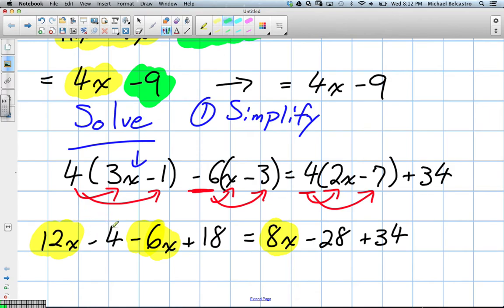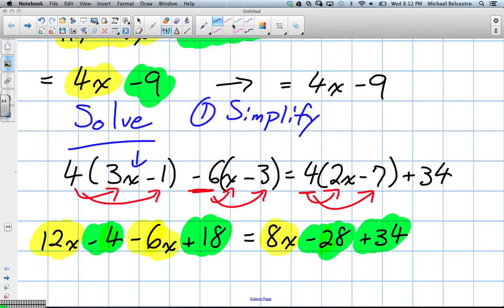4, 18, 28, and 34. Now, I haven't incorporated these negatives. The negative is involved with the 4 and the negative is involved with the 28, okay? So that's very important. So we know those are our like terms. The only problem is what's stopping us from collecting them is we have an equal sign between. So what I can do is work on the left side, simplifying, and the right side, simplifying to start. So let's collect all yellow on the left side.